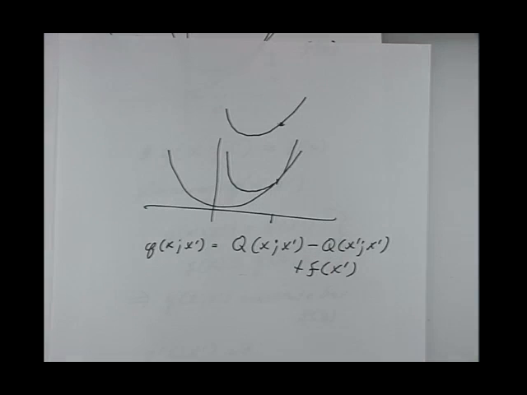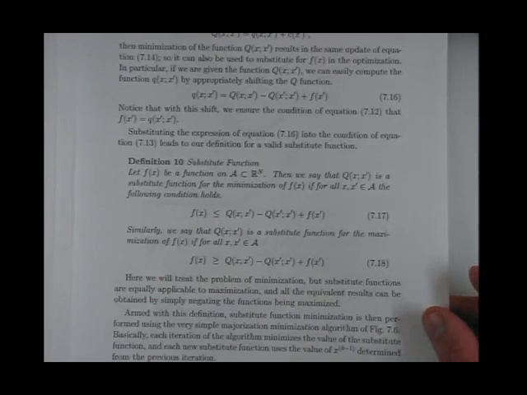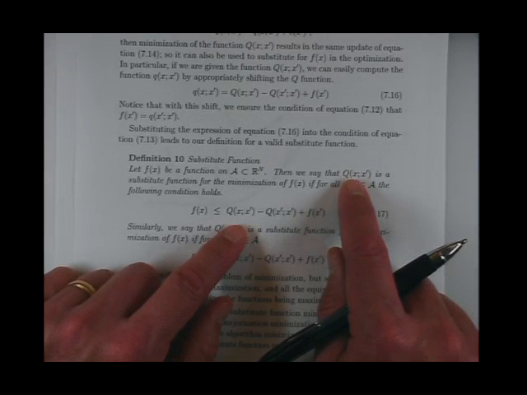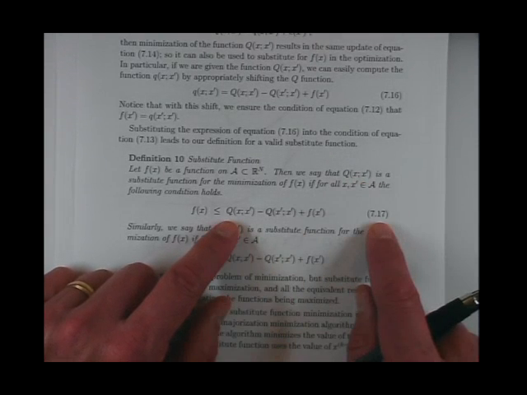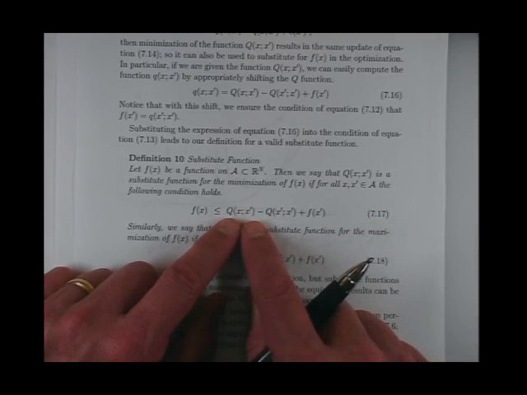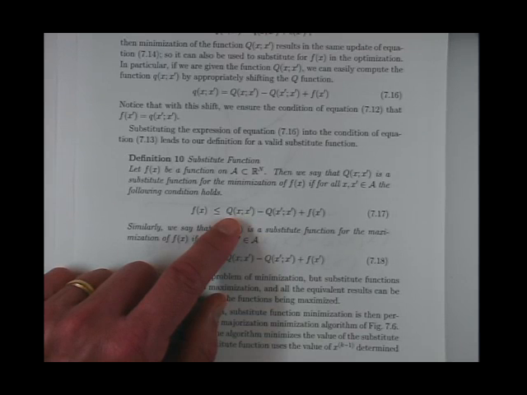So under those more general conditions, if you can find an uppercase function Q of x prime which meets the condition of 7.17, then it's a surrogate function, because it meets the conditions. It's got to be tangent and it's got to be an upper bound. But basically, if a function is equal to another function at a point and upper bounds it everywhere else, it has to be tangent at the point, right?